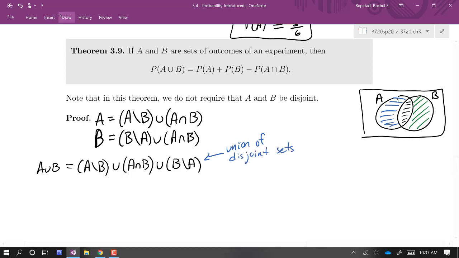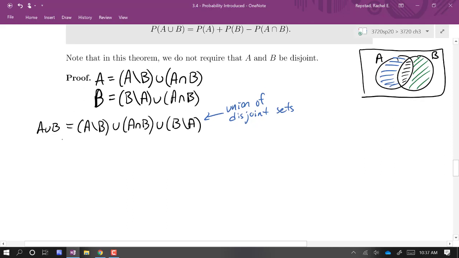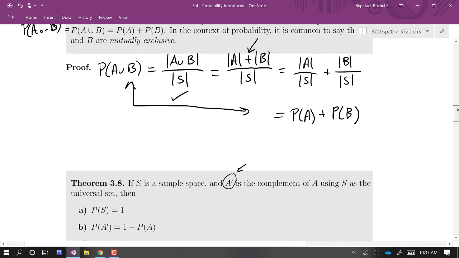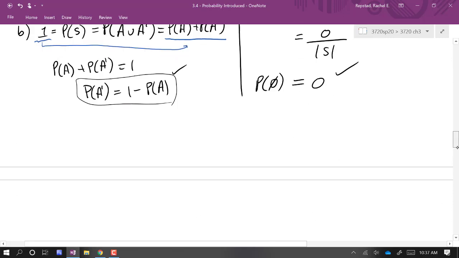And that will come in handy. So on the one hand, actually that's a union of disjoint sets, and that's a union of disjoint sets as well. So we're going to use this fact in the theorem, what was it? Theorem 3.7.